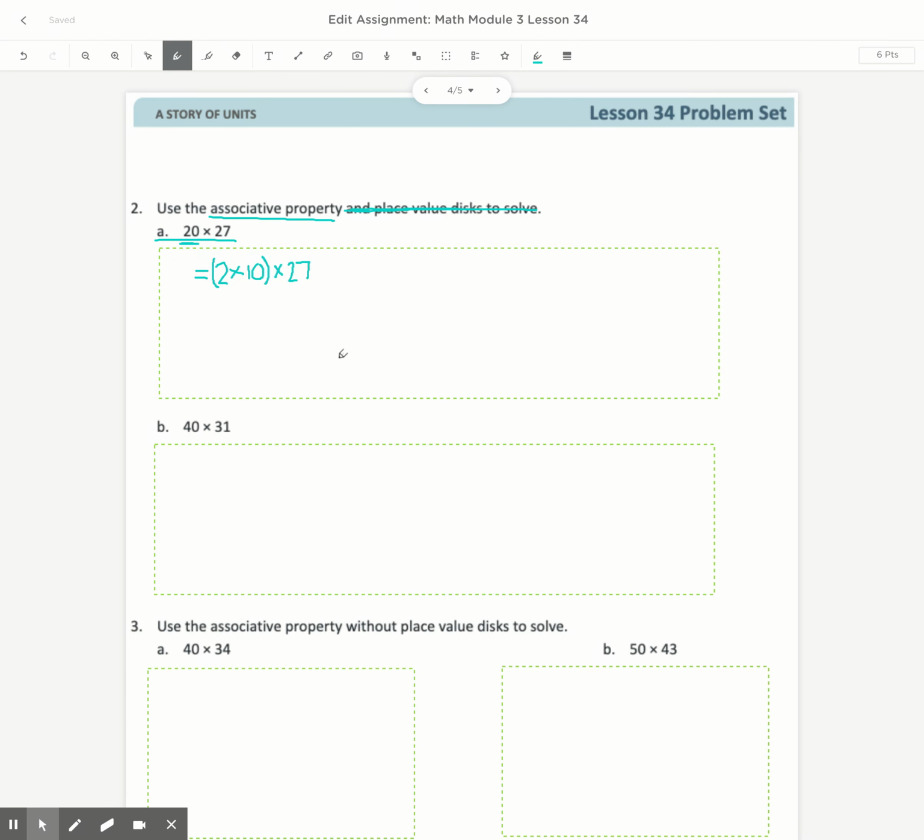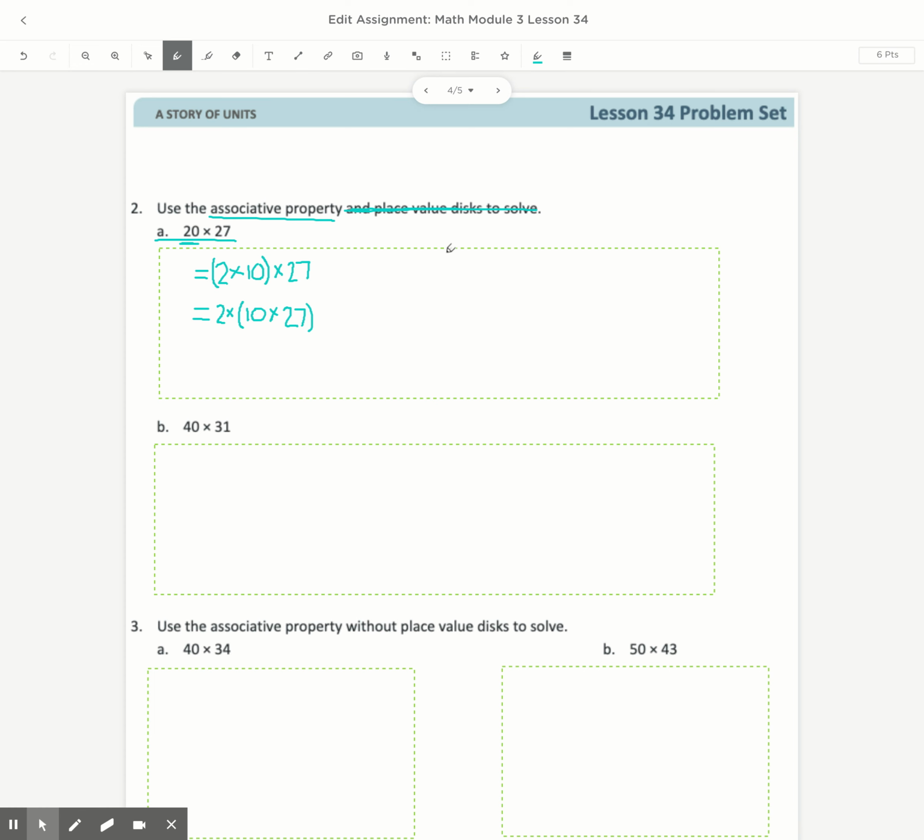And then I have that last number, that 27. But now is when they change the parentheses, they change which numbers I'm going to multiply first. So the 2 is left by itself, and then we put the parentheses around the next 2 numbers, because again, we want to do these 2 numbers first and then multiply by the single digit. So I'm putting the parentheses now around 10 times 27.